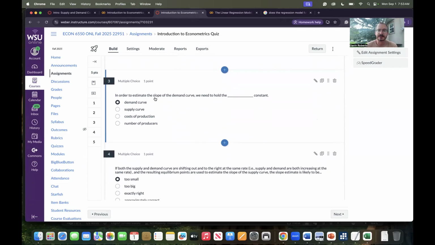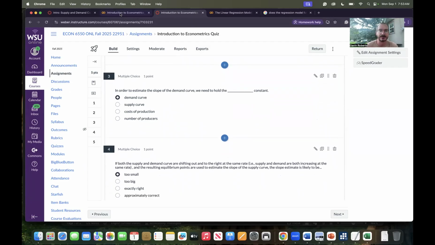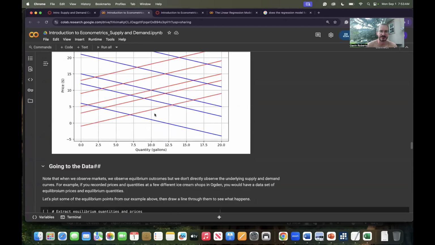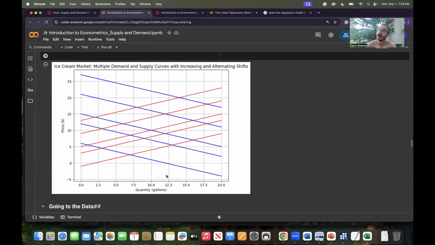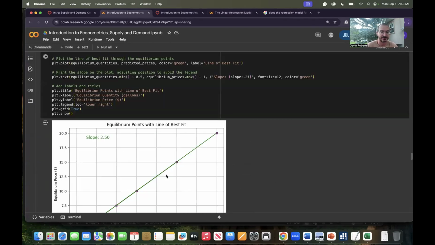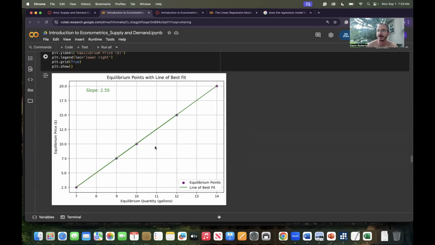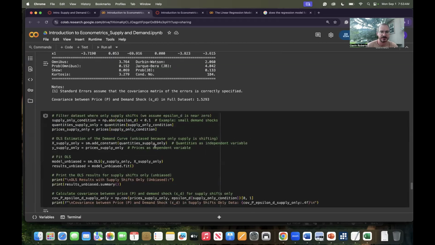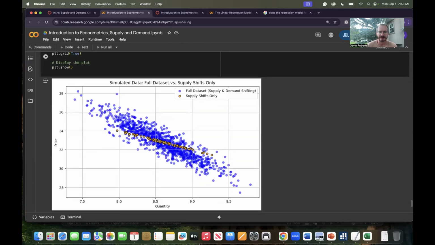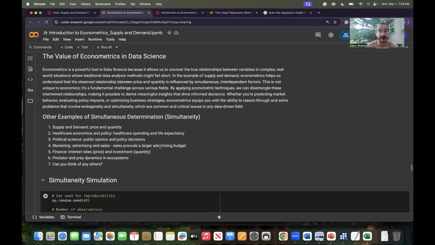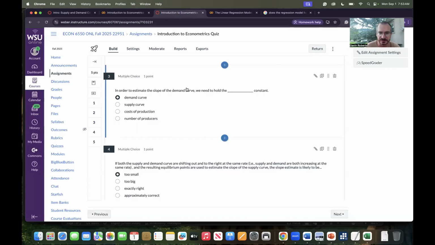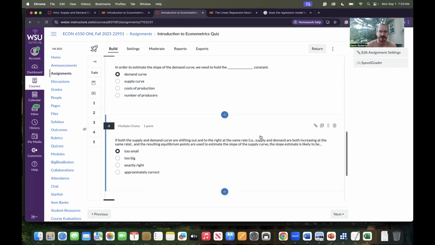In order to estimate the slope of the demand curve, we need to hold the supply curve constant. That was one of the big lessons of the day. So here's neither supply nor demand being held constant, and then we get this nonsensical slope. Here's actually an example where we held demand constant and just shifted the supply curve. So that's a big lesson. If you don't understand that one, make sure to talk to me or make sure to think about it. And if you don't get there, please ask me about that one, because that's big.